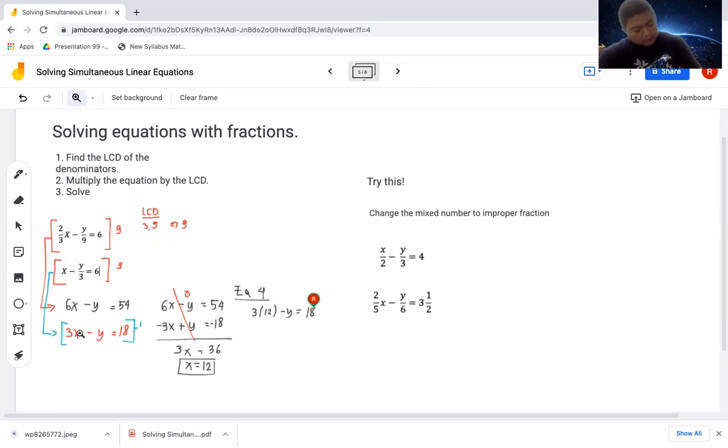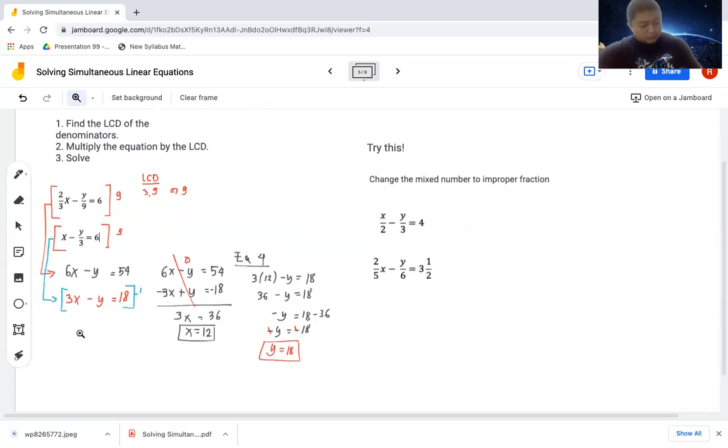So this is going to be 36 minus y is 18. So minus y is equivalent to 18 minus 36. And we know that minus y is equivalent to minus 18. And we cancel out this negative for us to get the value of y as equivalent to 18. So in here, we will now state that the solution is x is equivalent to 12 and y is equivalent to 18.